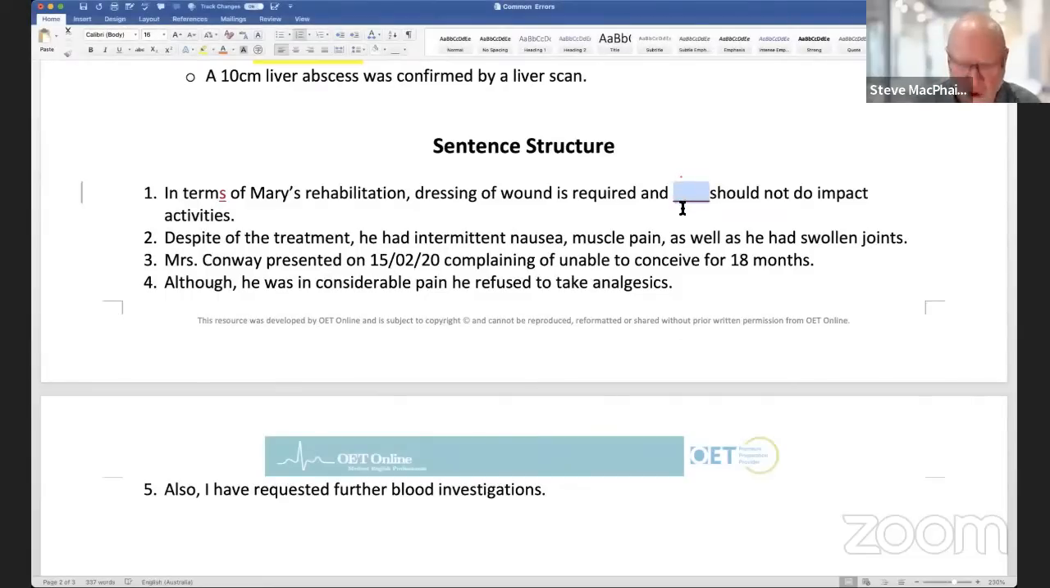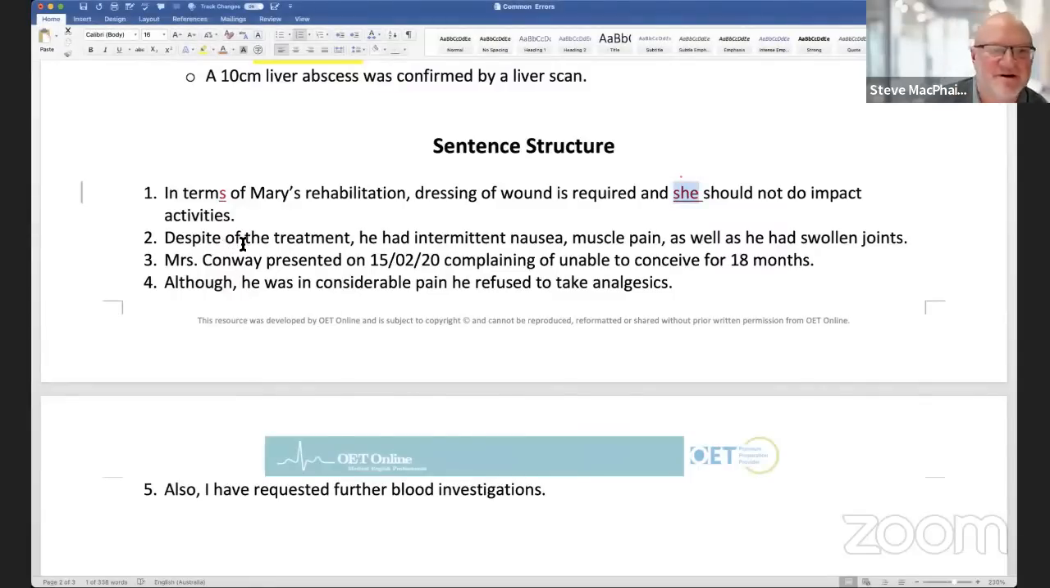This is one of the most common errors that we see as teachers. It's a compound sentence, but the subject of the first clause is dressing of the wound, but the second clause is different. So we need to add it. Very, very common error.